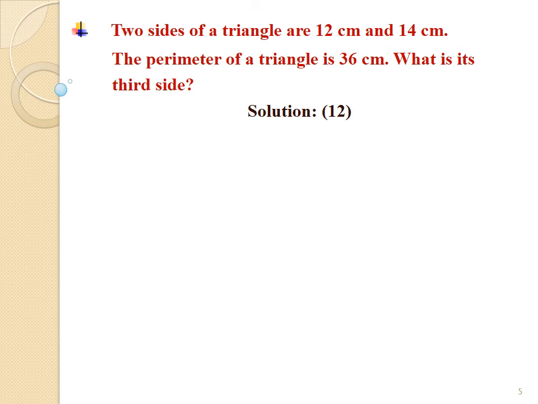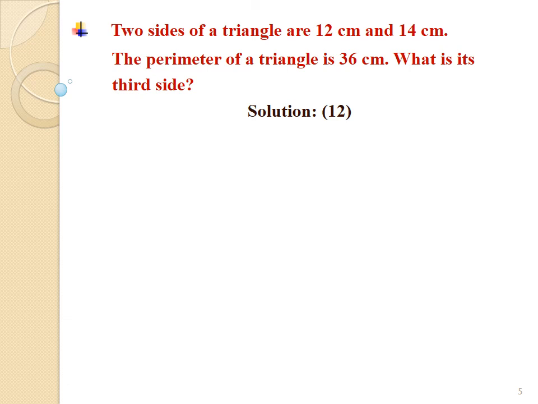Students, note that in order to get the sum of two sides, you have to add the two sides of the triangle which are given to you. Thus, by adding 12 and 14, you will get 26 centimeters. In short, you have to remember that the third side of a triangle equals the perimeter of the triangle minus the sum of two sides of the triangle.